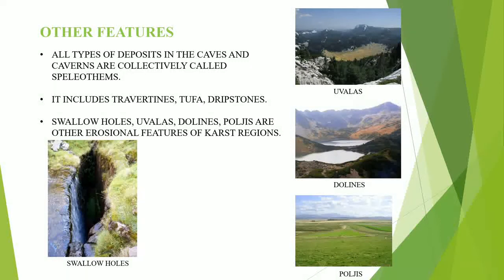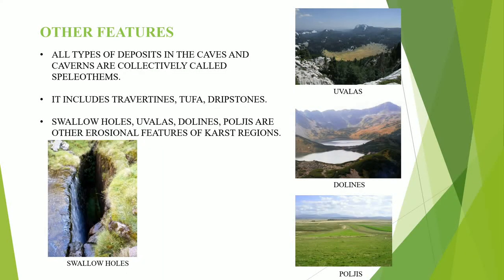Swallow holes. They swallow all the water when it crosses a river. They do not allow the water to move to the other side, because they have the capacity to swallow however much water comes. Uvalas are larger sinkholes. Dolines are shallow funnel-shaped depressions formed when there is a dissolution in limestone regions. So these are some of the features we have seen in the limestone regions.